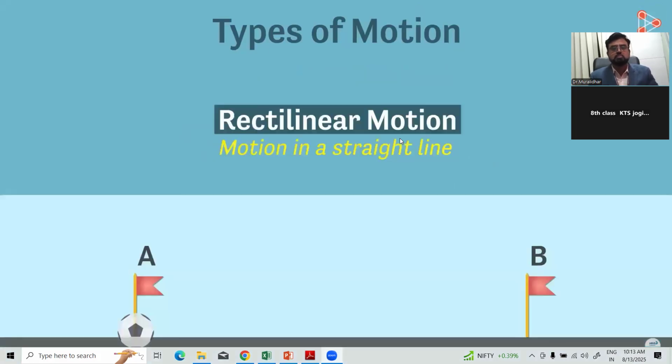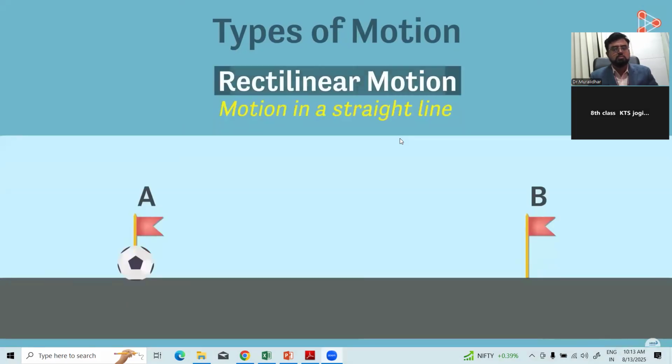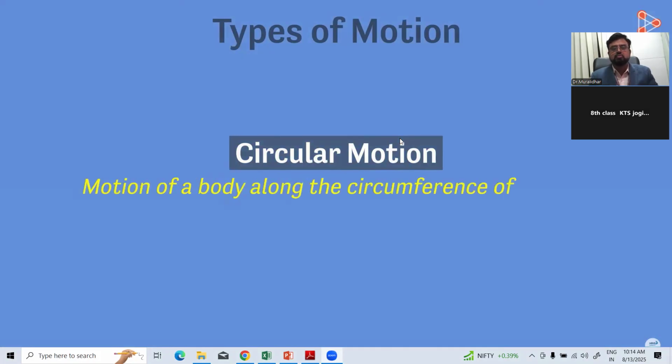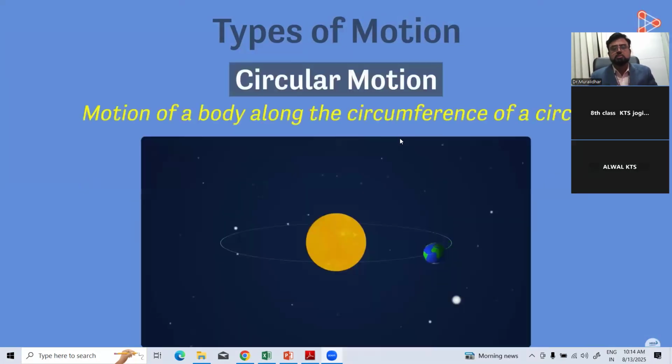The example that we saw earlier is of a rectilinear motion. The object is moving in a straight line from A to B. There is another type of motion called circular motion. What can this type of motion be? It is the motion of a body along the circumference of a circle. Example: the motion of the earth around the sun is an example of circular motion.